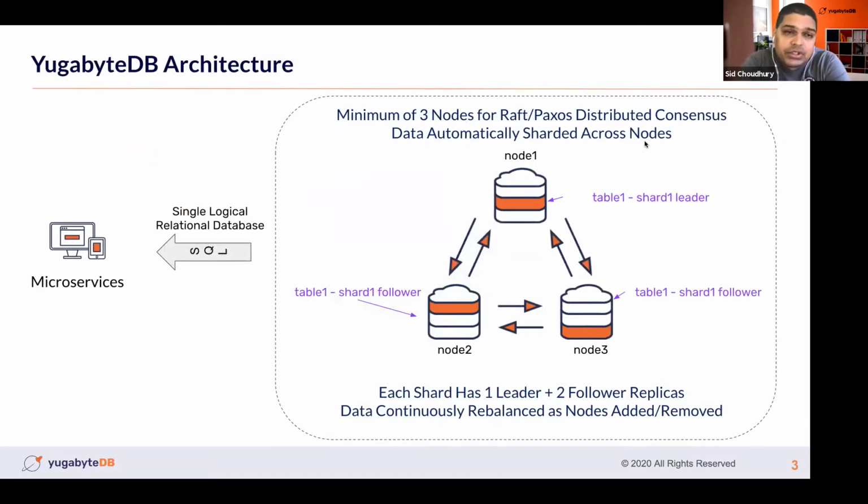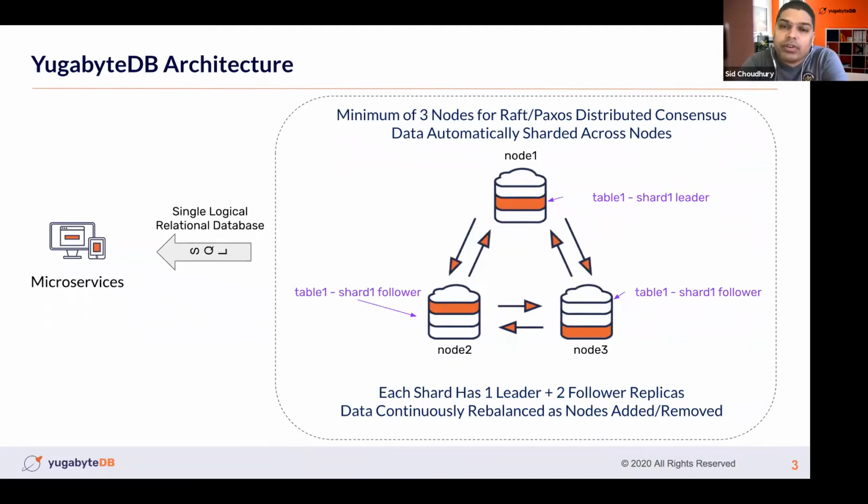Coming to the architecture, it's a distributed database that uses Raft distributed consensus as the underlying replication protocol, which means that in order to have a resilient cluster, you need a minimum of 3 nodes. You can get started with 1 node, but that will be for dev and test and just understanding how the database does certain functional aspects, but not the core distributed architecture, okay?